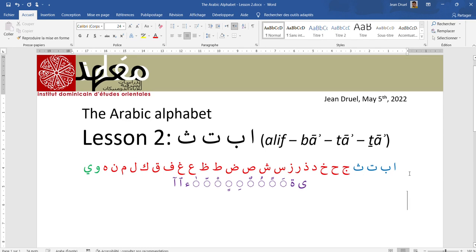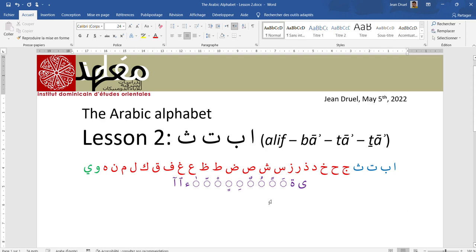Here below I've put the whole alphabet, the complete alphabet. Today we're going to see the 4 letters in blue. This one, the long vowel a, those 3 which have the same base with 1, 2, 3 dots. And then you have the rest of the 25 consonants, plus the 2 semi-consonants. Those ones can be consonants or vowels depending on the context.